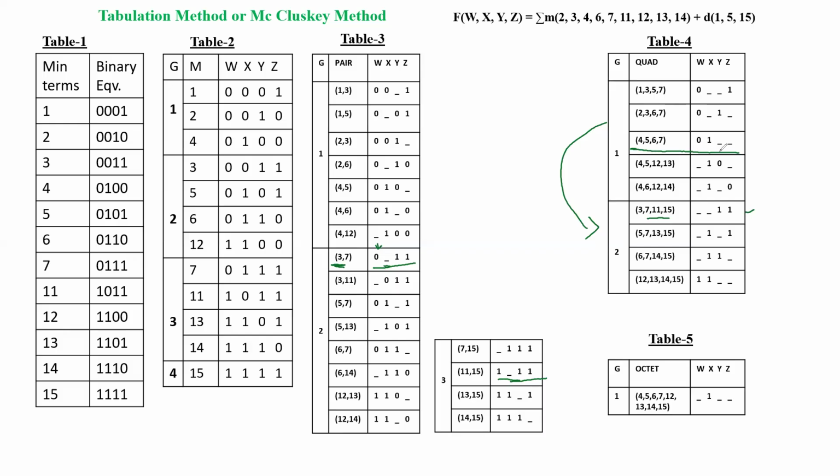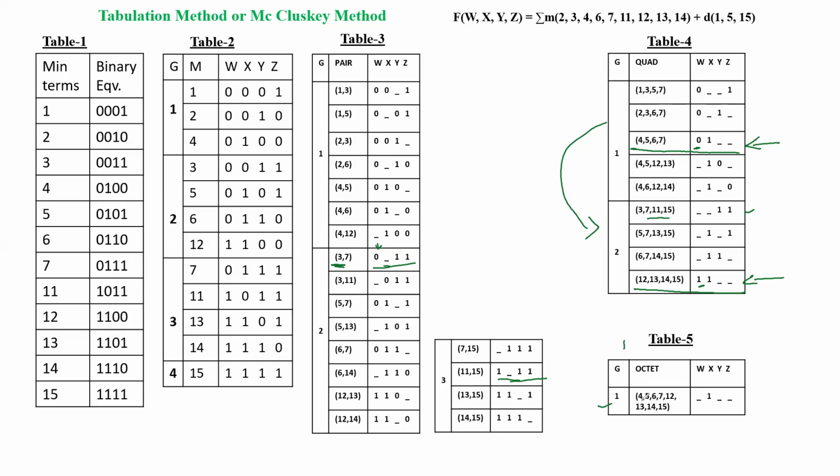That is 0, 1, underscore, underscore, which we are getting here with 12, 13, 14, 15. In this case only one variable is changing, that is, W is 0 here and W is 1 here. So this combination is possible, and that is going to form the octet. So finally one octet we have here, with the variables coming as underscore 1 underscore. In this, we are able to find only one octet.